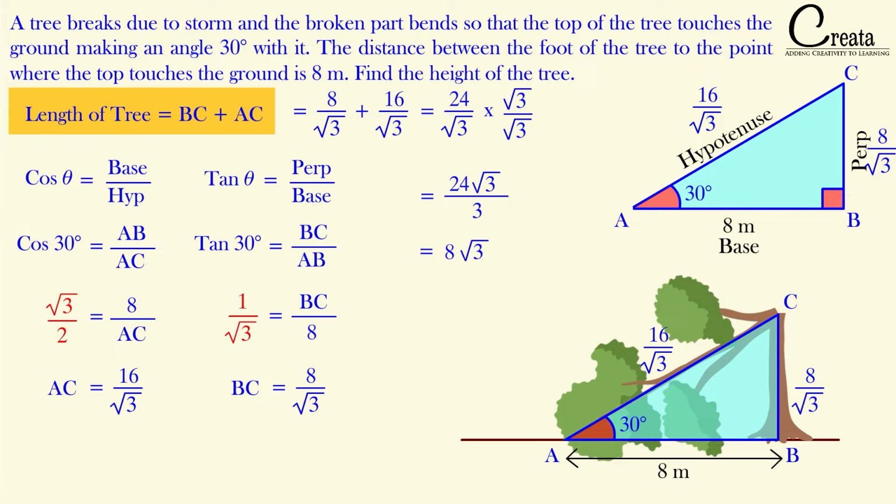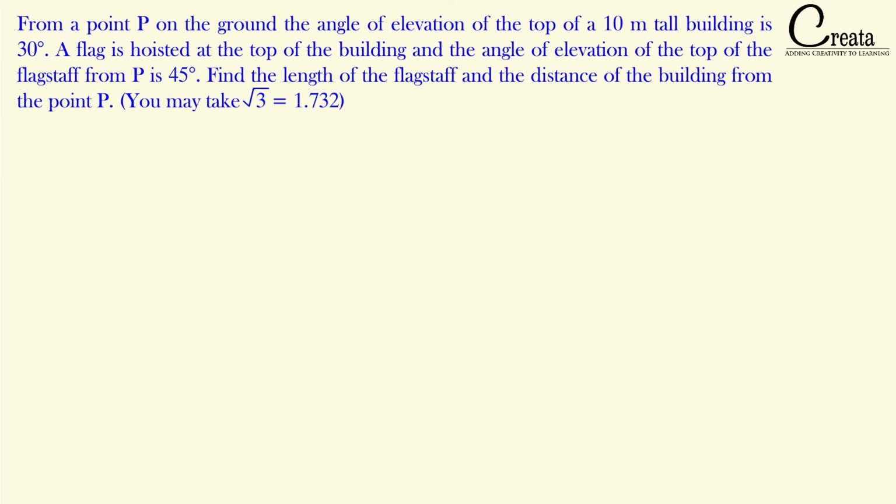We are done with this question. Let's move to the next question. The question is, from a point P on the ground, the angle of elevation of the top of a 10-meter tall building is 30 degree. A flag is hoisted at the top of the building and the angle of elevation of the top of the flag staff from P is 45 degree. Find the length of the flag staff and the distance of the building from the point P.